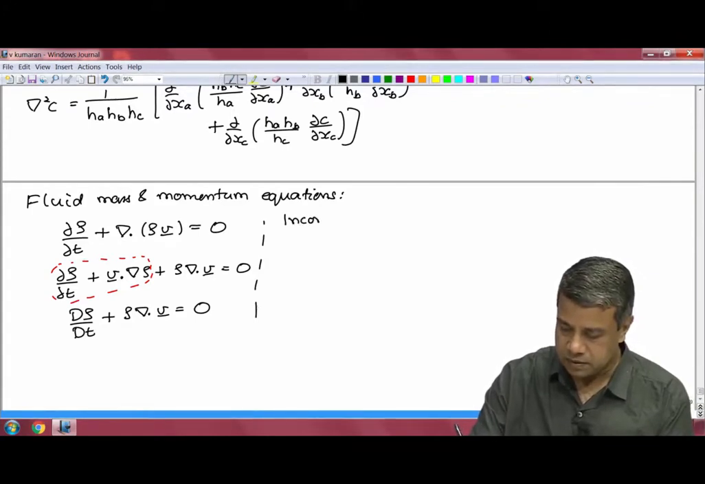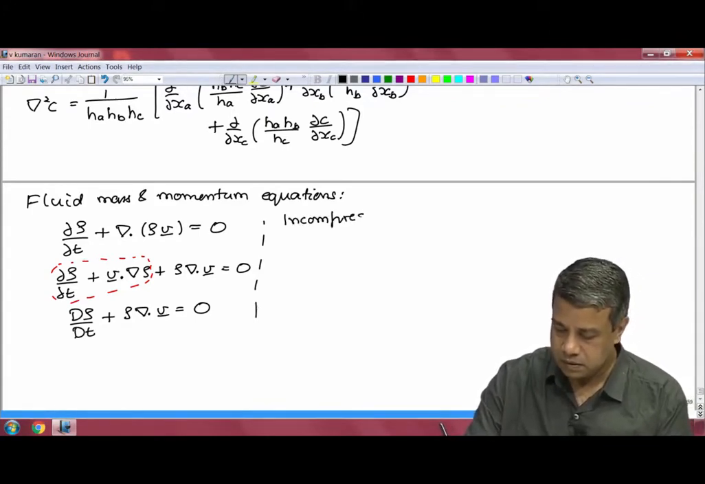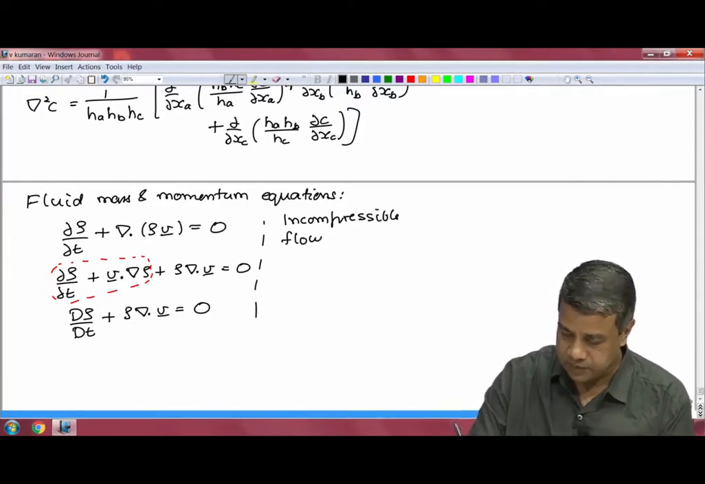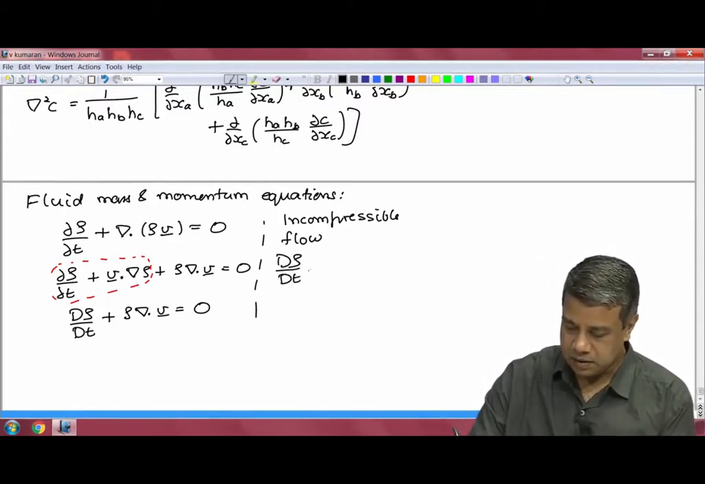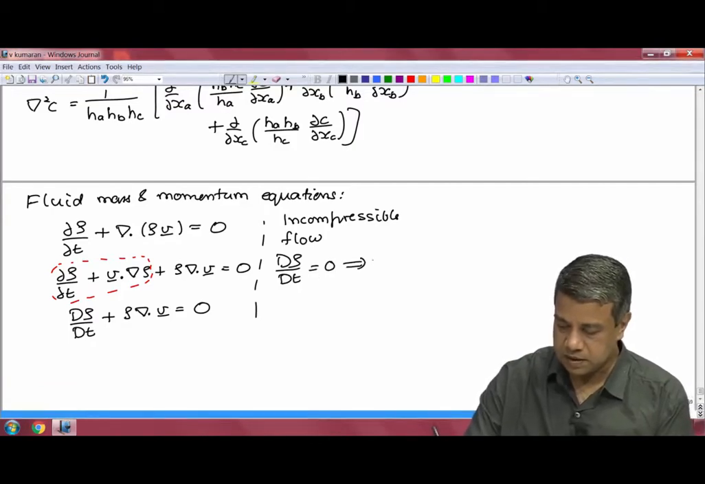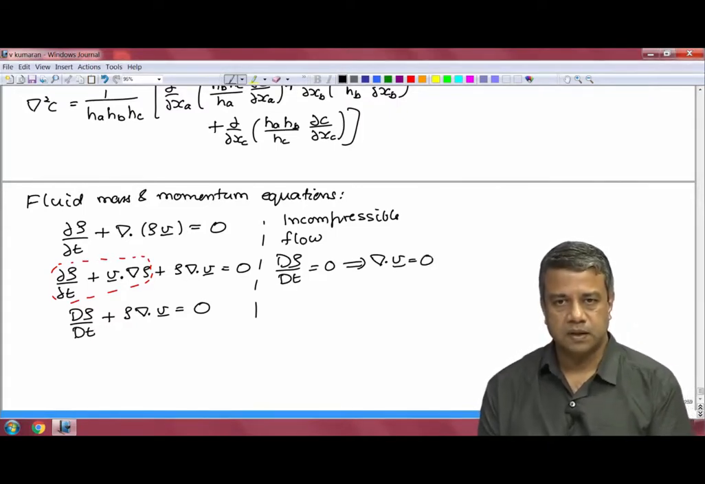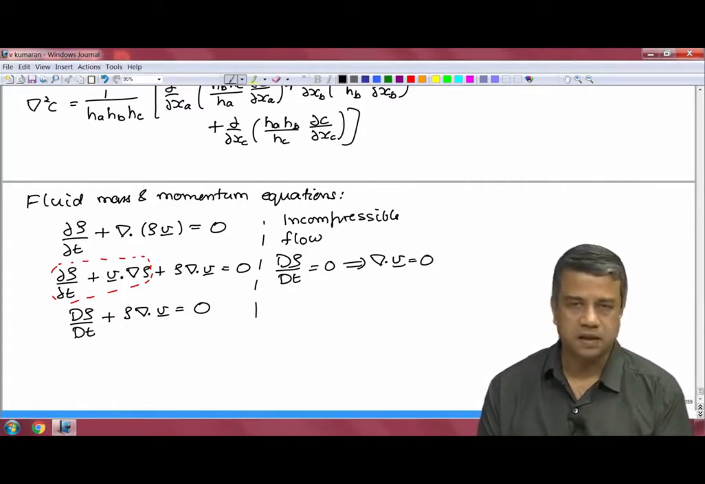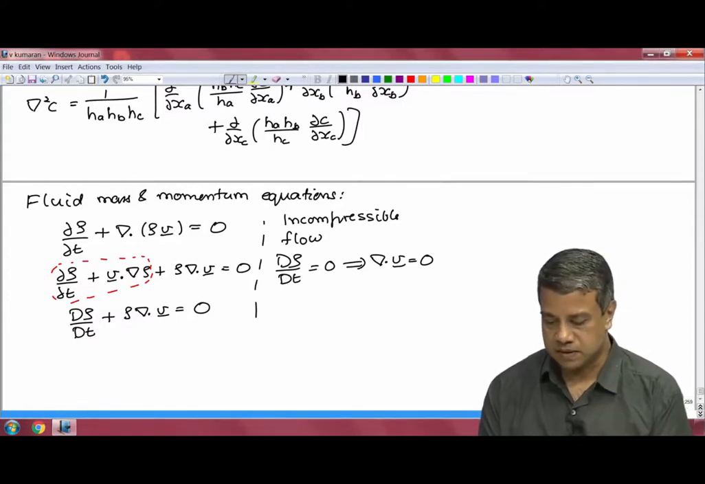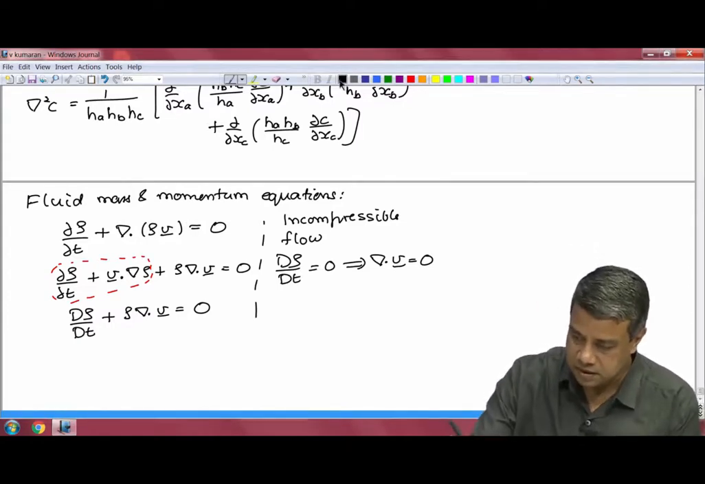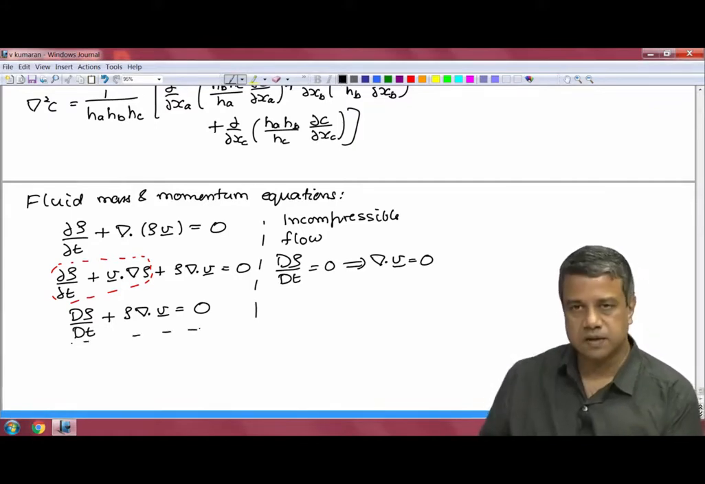Incompressible fluid. For an incompressible flow, d rho by dt is equal to 0. That implies that the divergence of the velocity is equal to 0. If the flow is incompressible, so that the density is a constant, then the time derivative, or the convected derivative, of the density has to be 0. And if you substitute that into this equation, this basically tells you that the divergence of the velocity is equal to 0.